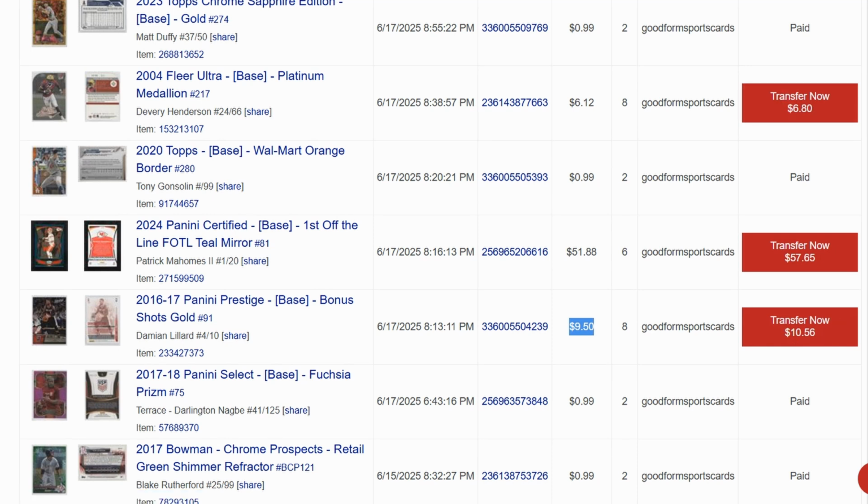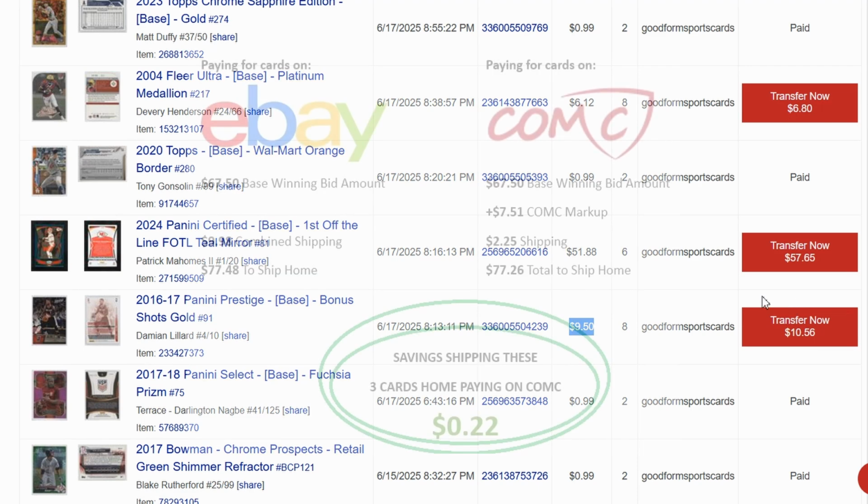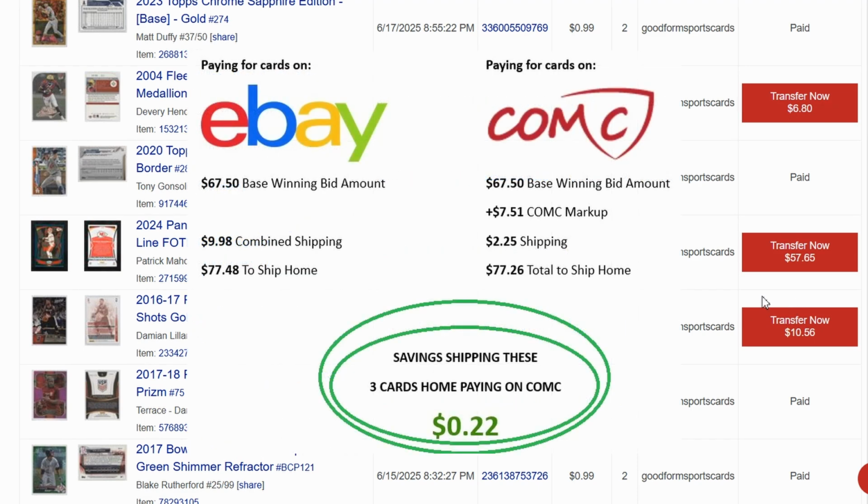So that is going to give us a grand total paid through COMC with credits and cost to get home when they get home of $77.26. Not a great savings, but it is a savings of 22 cents to do this. And I typically, whenever I can save money, no matter how small, unless these cards are urgent to get home, which none of them are.